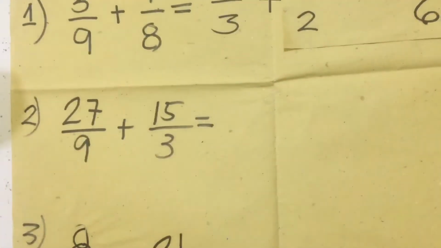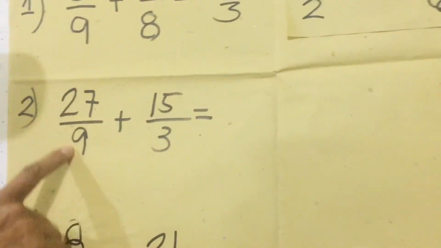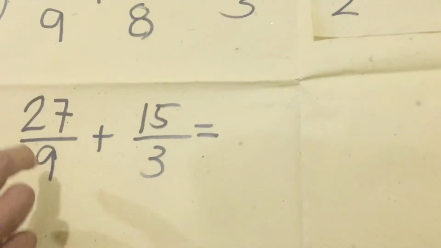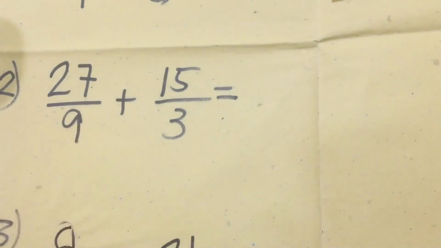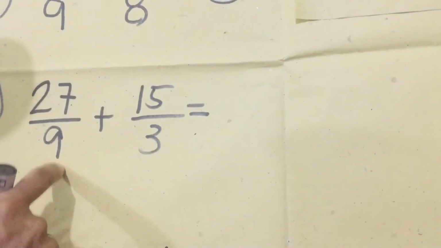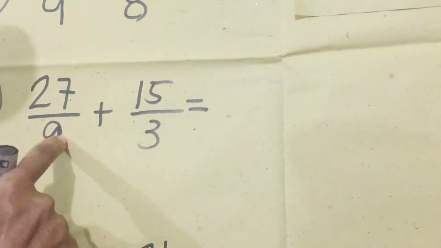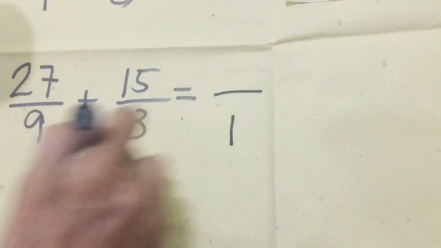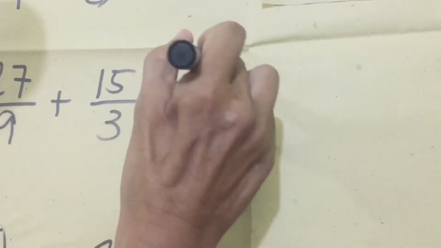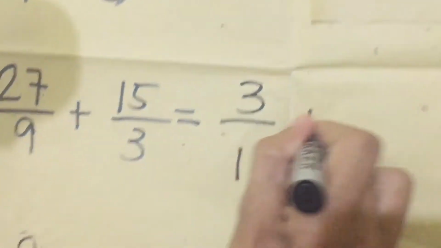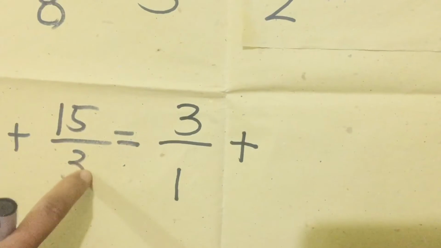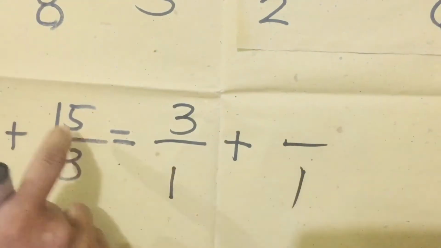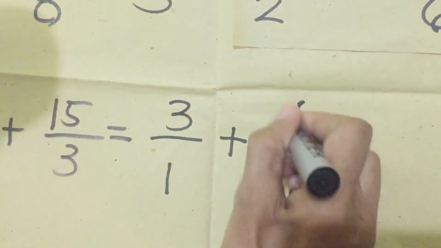Okay, next, number 2. We have to observe that 27 and 9, we can reduce this by dividing the numerator and the denominator by 9. Okay, 9 divided by 9 equals 1. 27 divided by 9 equals 3. Then plus, 15 over 3 we can divide by 3. 3 divided by 3 equals 1. 15 divided by 3 equals 5.